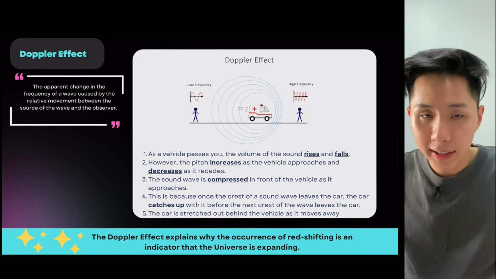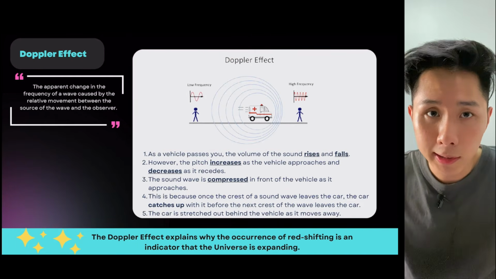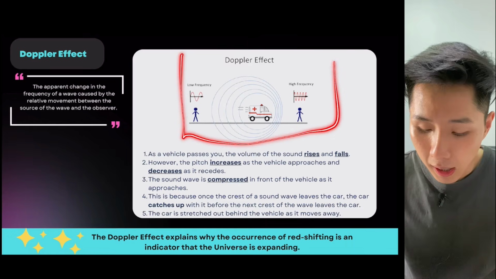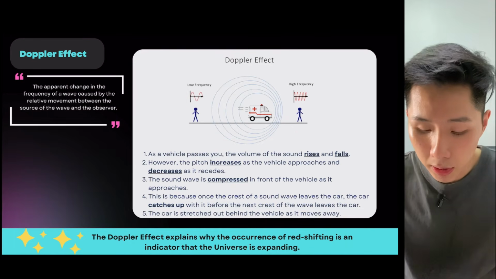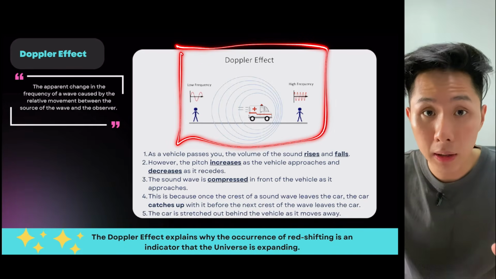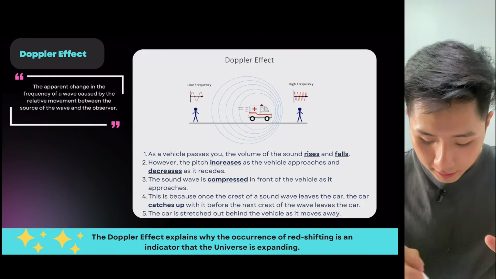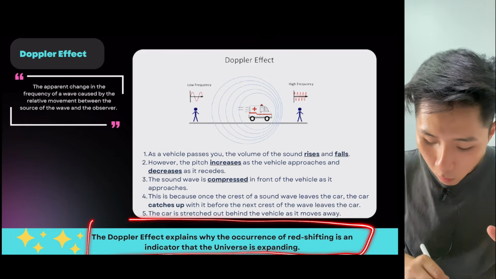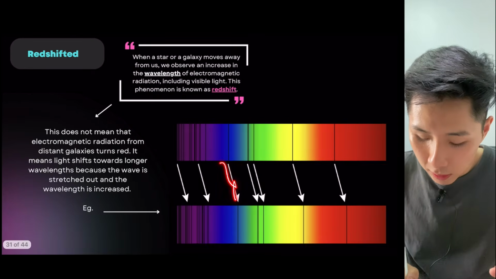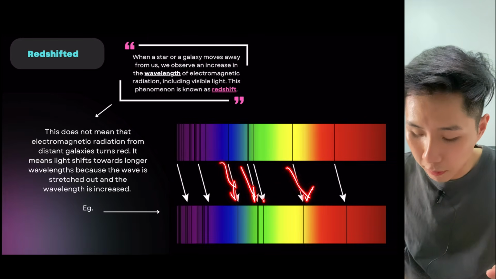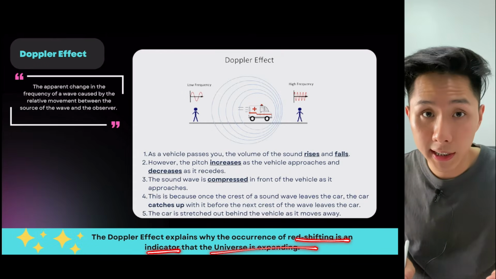Understanding the Doppler effect is important. I will again put another video in the description. I think this guy did some animation that describes what the Doppler effect is like, and I think it will give you a clearer picture. But the main thing about the Doppler effect is that it explains the occurrence of redshifting. Why is it that the stretching of the wavelength is an indicator that the universe is expanding?